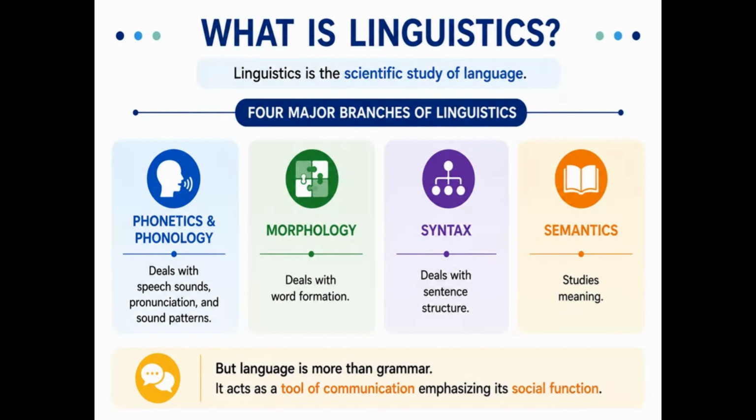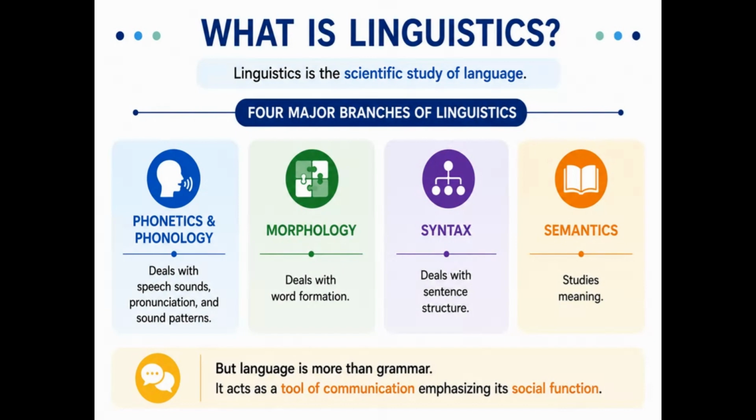Traditionally, we know that linguistics has four major branches: phonetics and phonology, which deals with speech sounds, pronunciation, sound patterns; morphology, which deals with word formation; syntax, which deals with sentence structure; and semantics, which studies meaning. But language is more than grammar. It is also a social tool that helps people communicate with each other. So to understand language completely, we should study how it is used in real life communication and how it is used in studying literary texts as well.